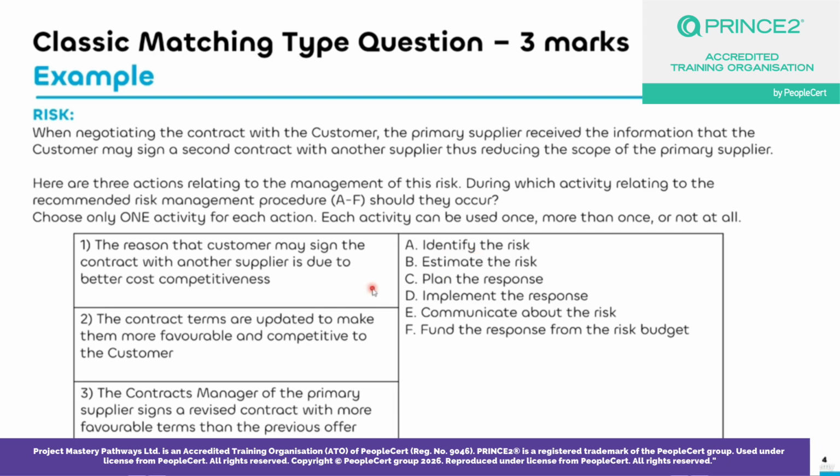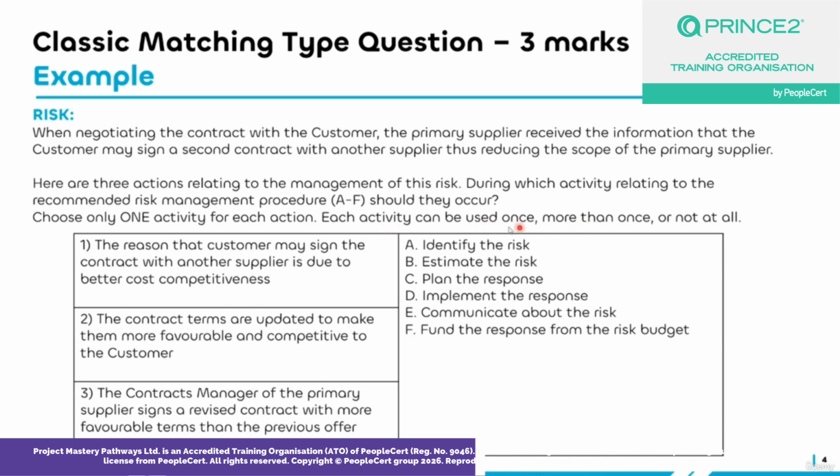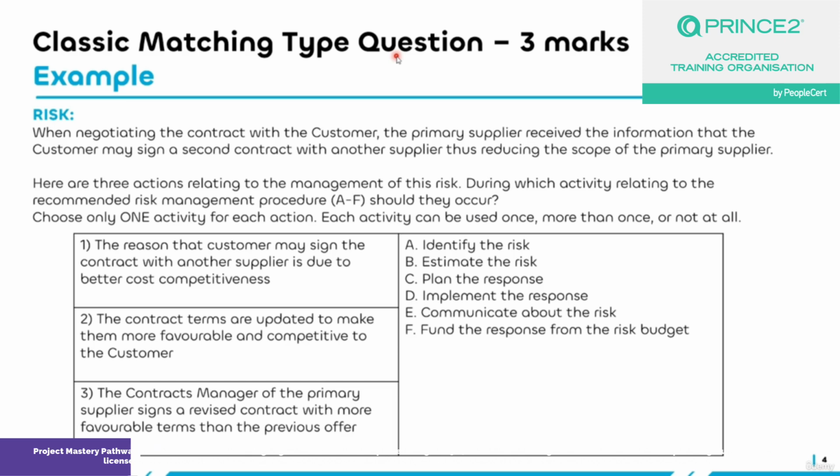Now on the other side of the spectrum, let's say after solving question number 1, 2 and 3, you see that option C has not been used at all. That is also perfectly fine. Okay, and that is why this sentence mentions that each activity can be used once, more than once, or not at all. Now, as we move on, guys, I will give you some robust strategies and principles which you can use while solving these type of questions quite easily and quite quickly in the exam.